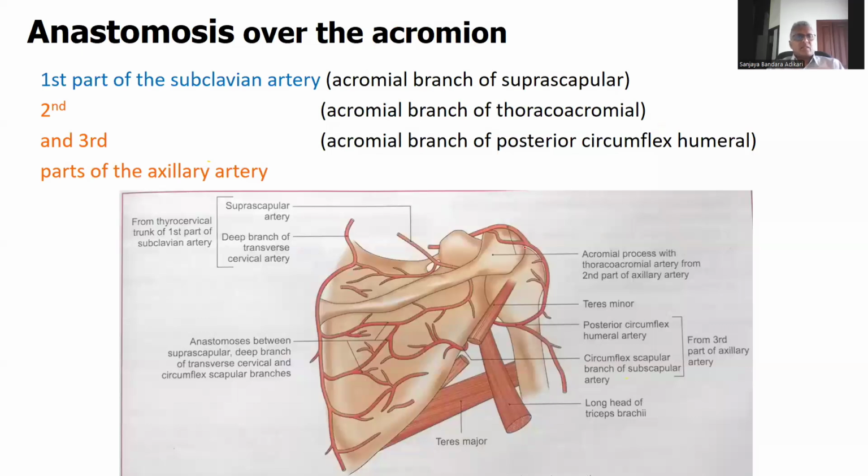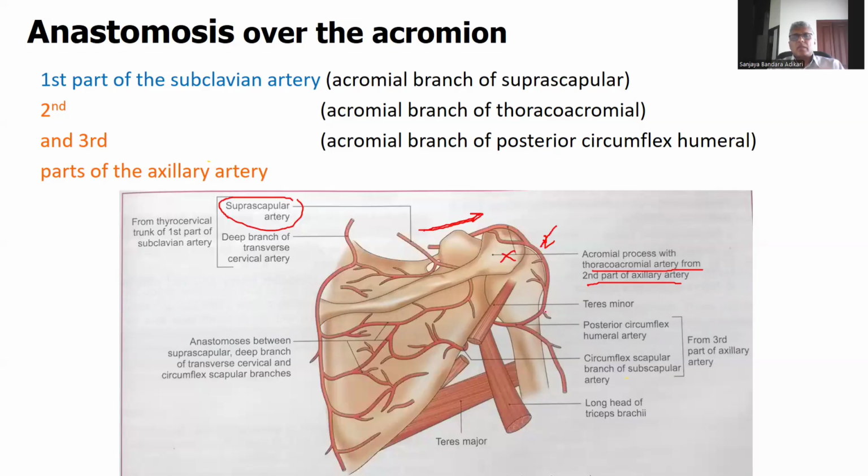Then there's an extension to the scapular anastomosis. Now the extension is around the acromion here. What happens is there are acromial branches from the suprascapular artery. The suprascapular is already a component of the scapular anastomosis. There are acromial branches going towards the acromion from the suprascapular artery. Then there are acromial branches from the thoracoacromial trunk. You remember this from the second part of the axillary artery, you get thoracoacromial artery or thoracoacromial trunk. From that, you get acromial branches.